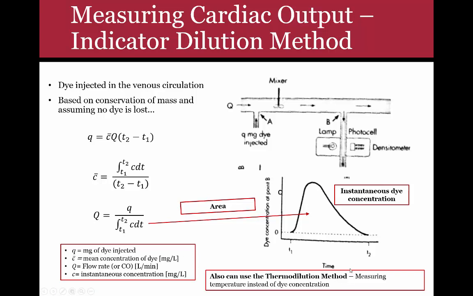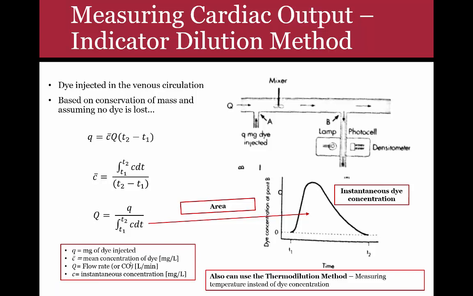They use a thermal dilution. So instead of actually injecting dye, they'll induce a temperature change in the blood and then measure the temperature change somewhere downstream. You'll get a similar plot, but instead of dye concentration, you'll measure temperature, and you'll have a similar curve, and the area under that curve will then be used to measure that. So that's called the thermal dilution method. That's the most common way.